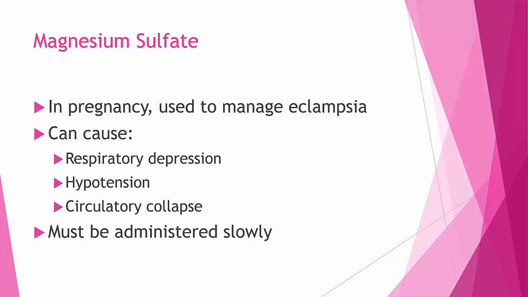You have to give it slowly. If it's given rapidly, then your risk factor for this respiratory depression, for this hypotension and cardiovascular collapse goes up a lot. So this is why we're going to give it in a drip. We're going to give it as a slow IV push or drip for seizures. Okay?